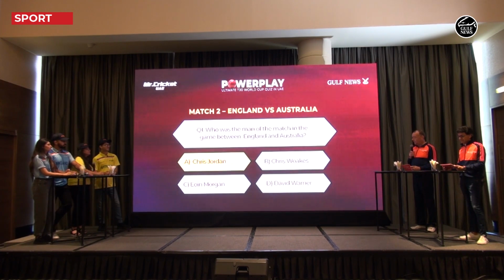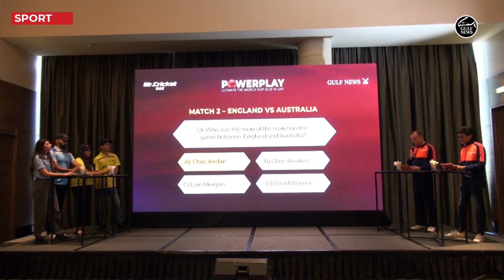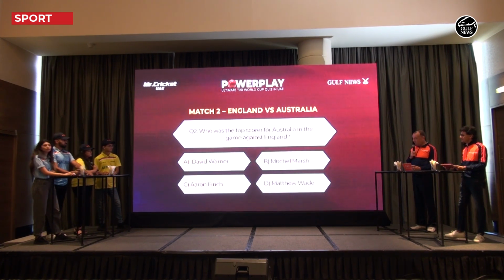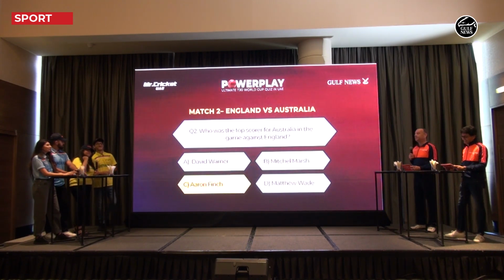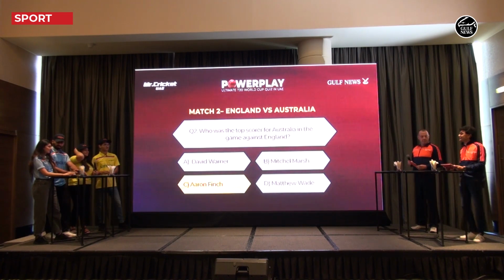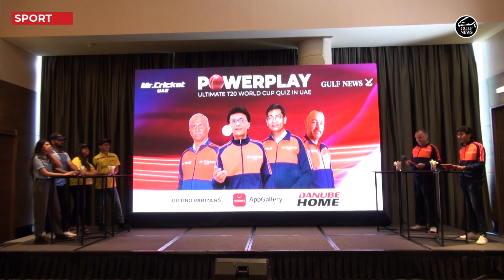Okay, guys, on to question number 2. You all ready? Okay. Who was the top scorer for Australia in the game against England? Your options are A, David Warner, B, Mitchell Marsh, C, Aaron Finch, or D, Matthew Wade. C, Aaron Finch. And that's the right answer. Yes. Correct. Well done. Guys, you all are on 2 runs each. So well done to both of the teams.